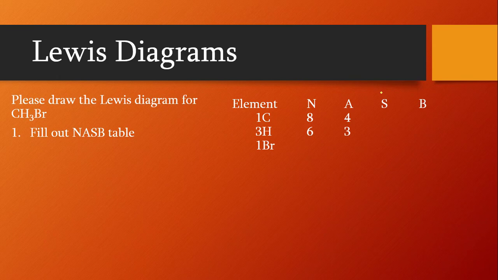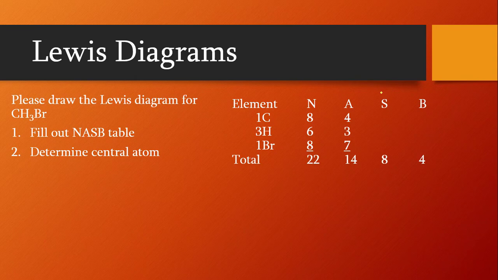1 bromine. It's not hydrogen, so 1 times 8 is 8. It has 7 valence electrons. 1 times 7 is 7. Total the things up. We need 22 electrons. We have 14 electrons. 22 minus 14 is 8. 8 divided by 2 is 4. So now we can go on to step 2.